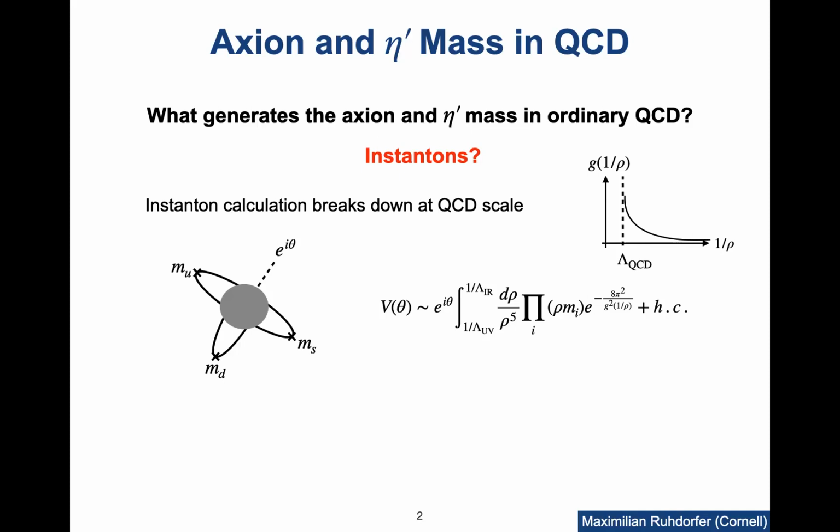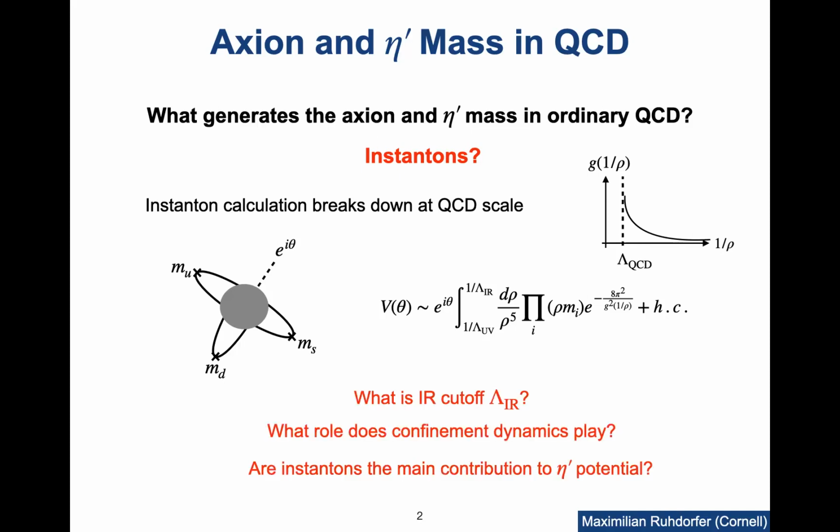Like you said, for large instantons where the gauge theory is strongly coupled, the whole instanton calculation breaks down. You would in principle need an IR cutoff, but what would the IR cutoff be? The whole calculation would be extremely sensitive to this IR cutoff. Also, you don't know what role confinement dynamics plays. For these reasons, it's very doubtful that instantons would give a main contribution to the eta prime potential.